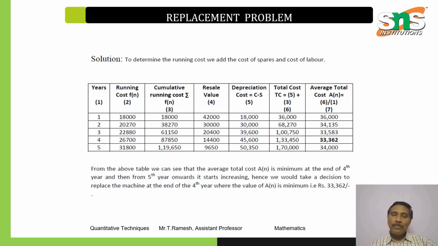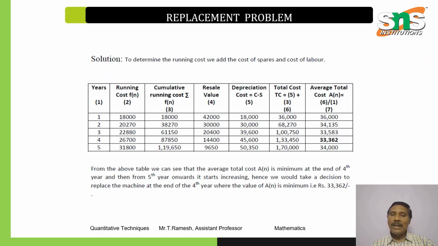Then resale value. So the resale value is 42,000. Next year is 30,000 and 20,000. So everything is given. So the depreciation cost, we calculate just C minus S. That is already 60,000 and we subtract 42,000, that is 18,000. Next 30,000, 39,000, 45,600 and 50,350.